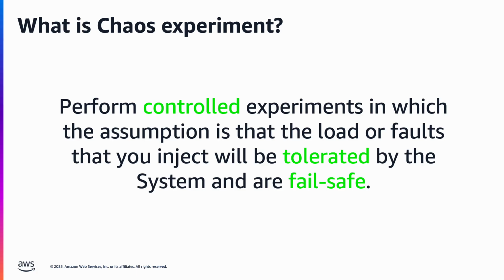So, what is chaos experiment and why should we do it? Chaos experiments help to confirm whether a system is fail-safe and has resilience by injecting load or faults into the system within a controlled environment. Failures are certainly something to be avoided. So what's the reason for intentionally injecting faults and checking reactions in advance?